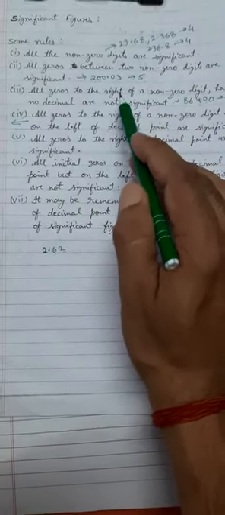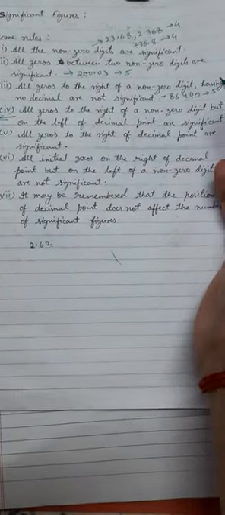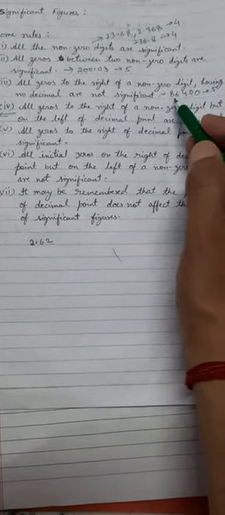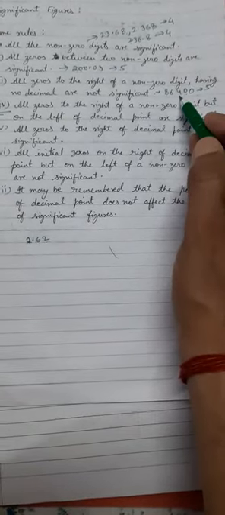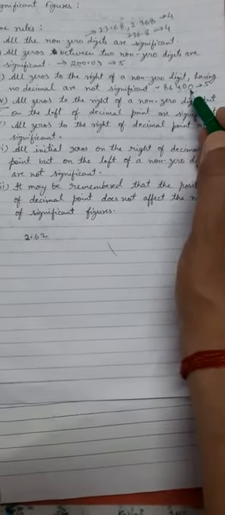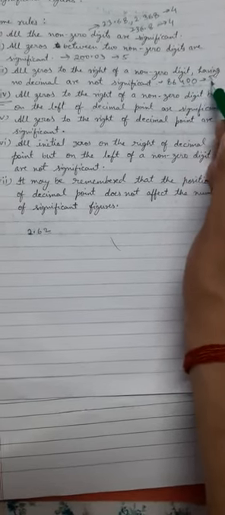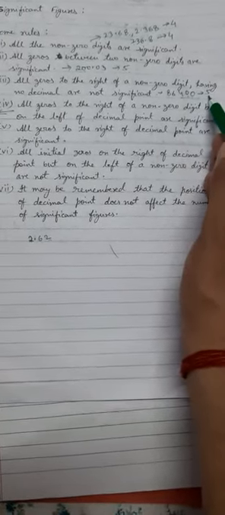The third rule: all zeros to the right of a non-zero digit. Right of the non-zero digit. I have written here one example, 86400. So 4 is the non-zero digit and to the right of this there are 2 zeros, which are also included. So 1 2 3 4 5. So there are 5 significant figures.